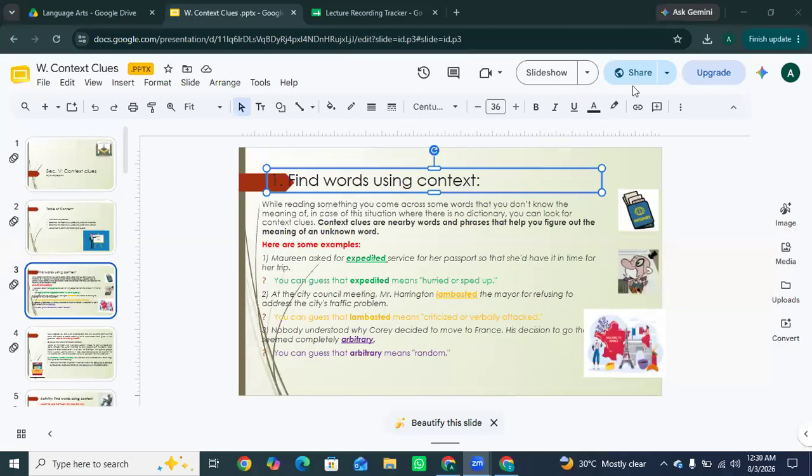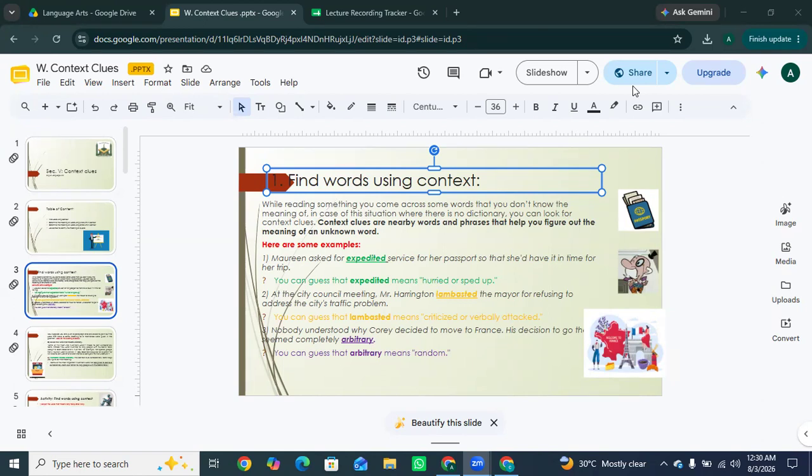Hey students, so today we are going to discuss the topic of context clues. Sometimes while reading, you find a word that you don't know. Instead of stopping to use a dictionary, you can look at the words and sentences around the unknown word. These nearby words are called context clues. They basically help you guess the meaning of difficult words. So context clues are nearby words and phrases that help you figure out the meaning of an unknown word.